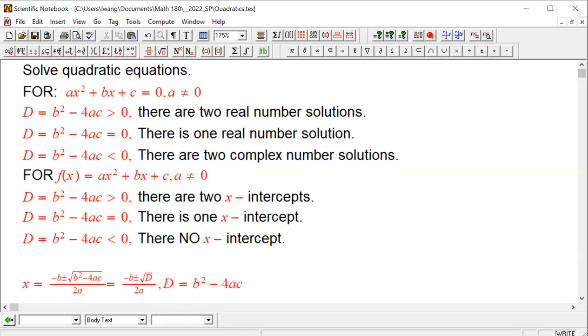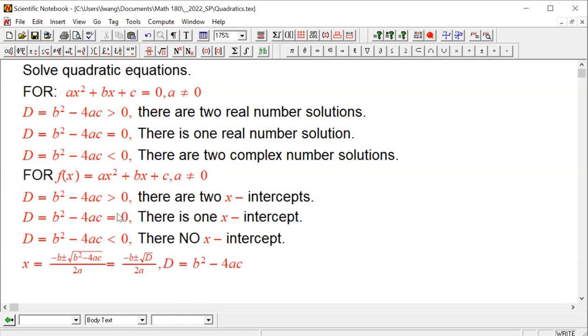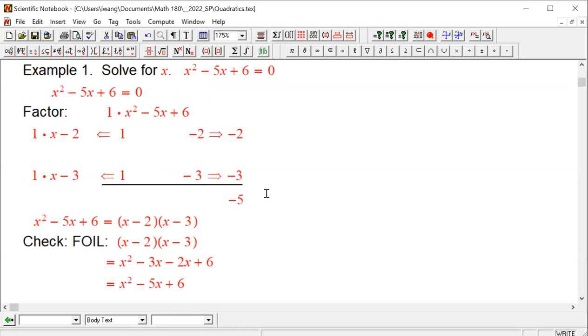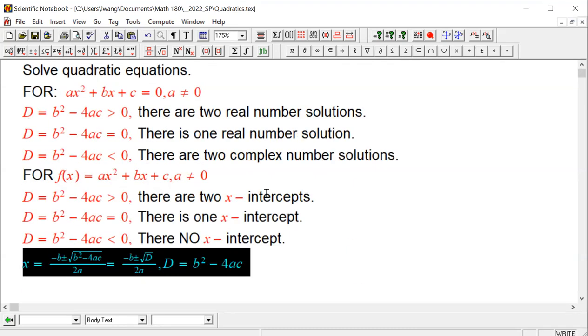And if you want to use a quadratic formula, here you go. The quadratic formula will solve any quadratic equation for you. So that's a summary, and we've done so many examples, and of course you have homework to do.